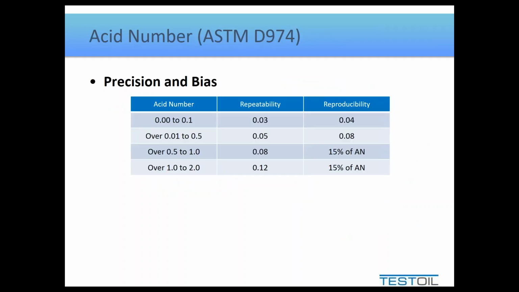Now, as for precision and bias, they're represented in this table here. The color change or colorimetric method for acid number has a pretty reasonable accuracy and precision to it. Basically, it's affected at the second decimal place predominantly.